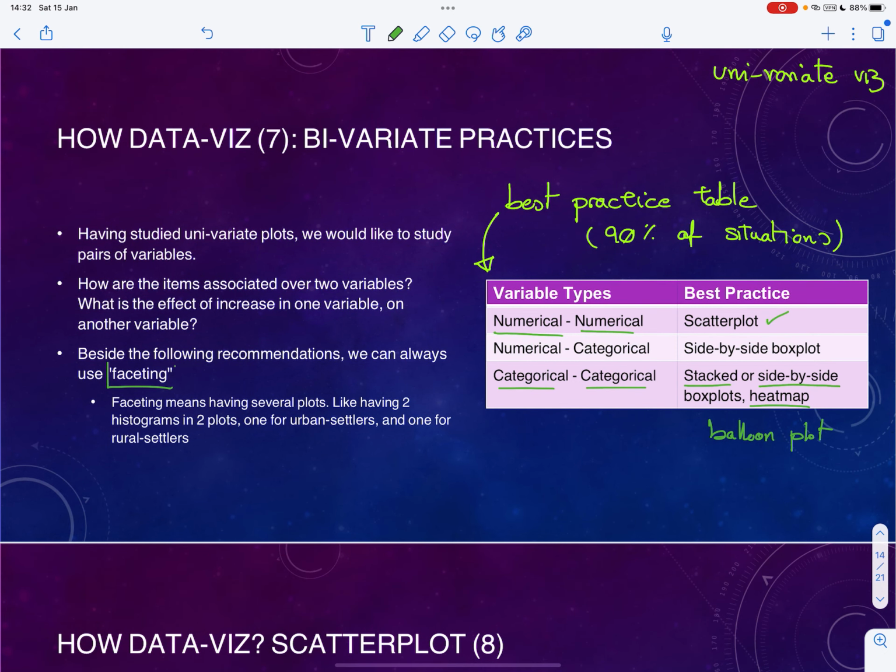There is one technique in visualization of more than one variable. It's called faceting. We will see what faceting is. It's an alternative, especially for difficult cases like two categorical variables.